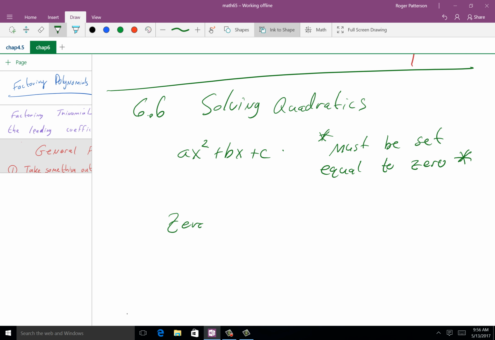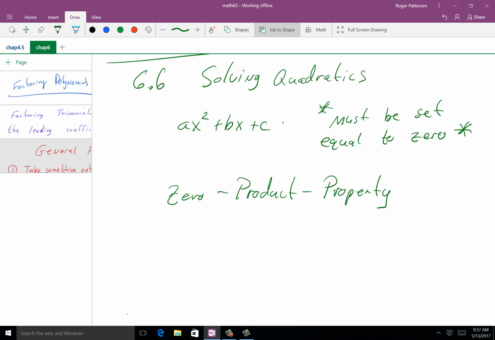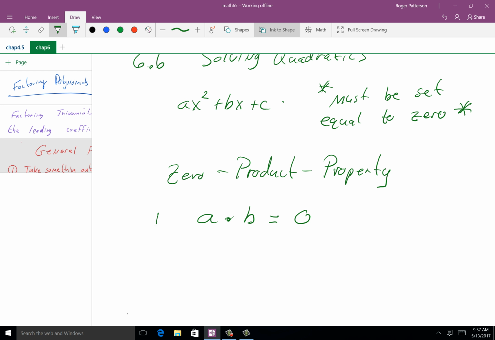So if I have two quantities, A and B, and I multiply them, and I set it equal to 0, then either A is 0 or B is 0. And it makes sense because the only way I'm ever going to multiply and get a 0 is if one of those two numbers is 0. Because 0 times anything is 0. But it could be A or it could be B. Now, how do we use that?